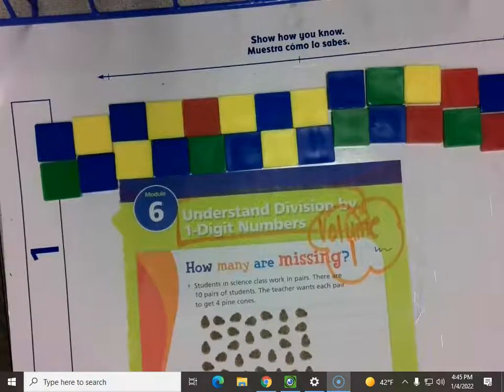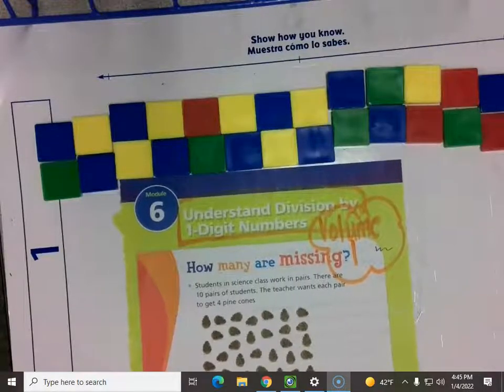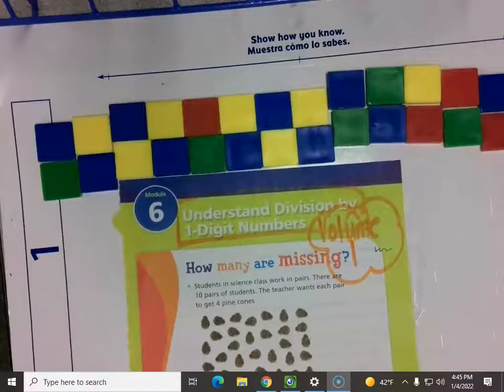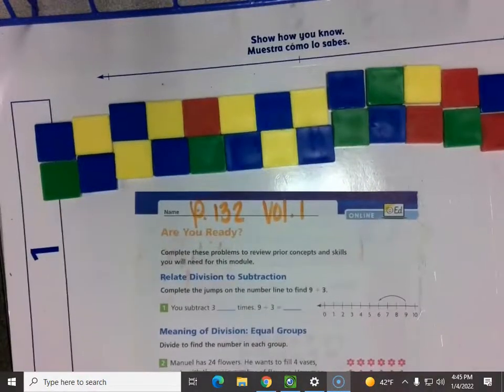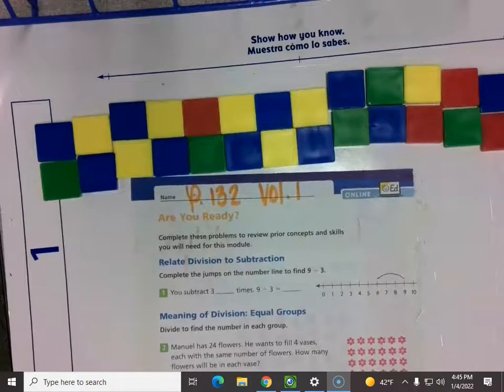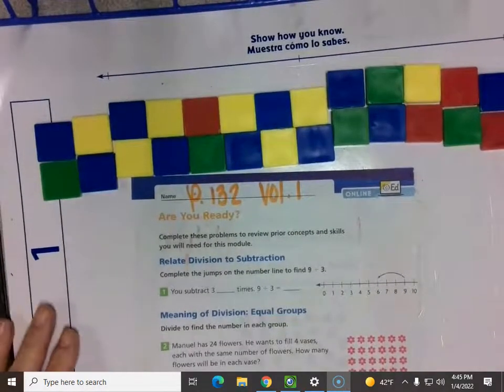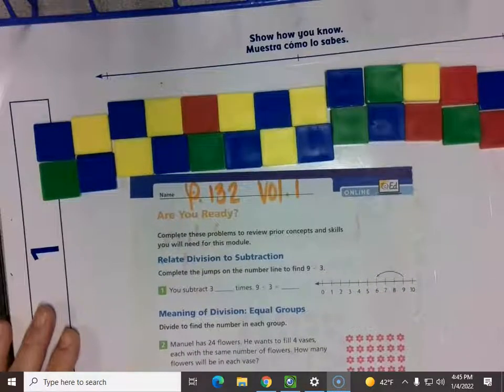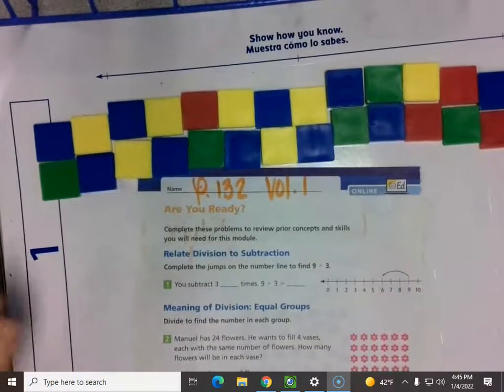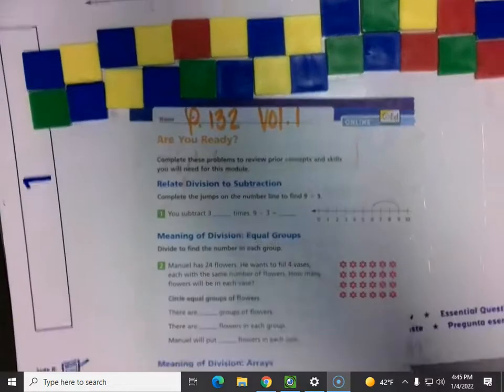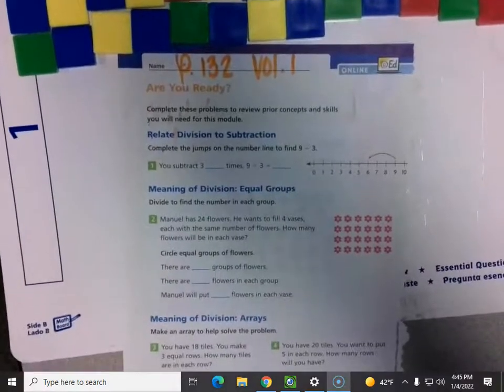Okay, so this is division that we started, dividing by one-digit numbers. This is in volume 1. We started out on page 132 where we did the Are You Ready? This page was to remind us of the stuff that we already know from last year. So let's take a closer look at this.